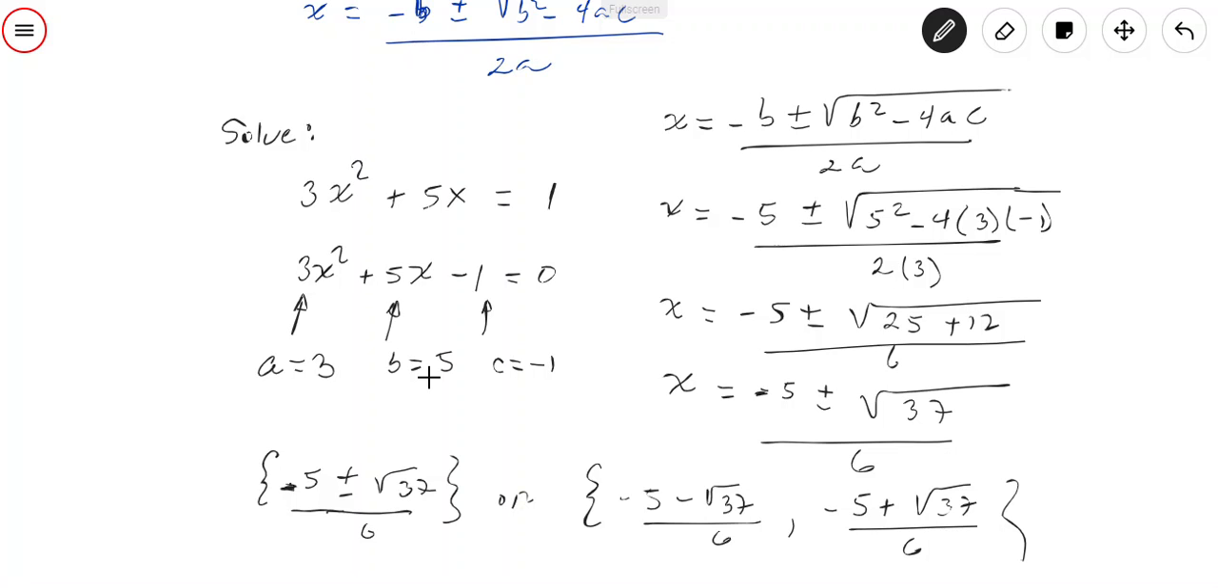So with this video, I have been trying to present the solution of quadratic equations in the set of the real numbers. I hope this will be very useful for you to study.